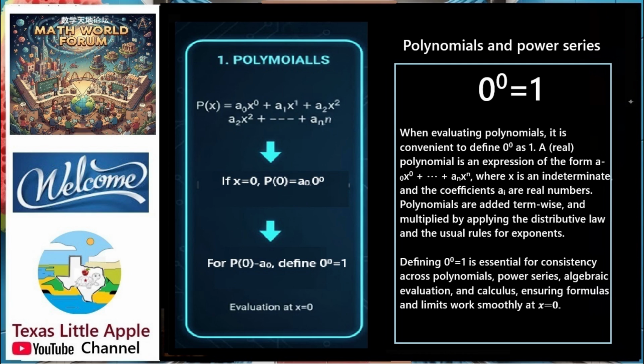Defining 0 to the 0 power as 1 keeps many mathematical formulas consistent: polynomials, power series, algebraic evaluation, and calculus, all ensuring formulas and limits work smoothly at x equal to 0. Okay, watch the video to see what it presents in detail.